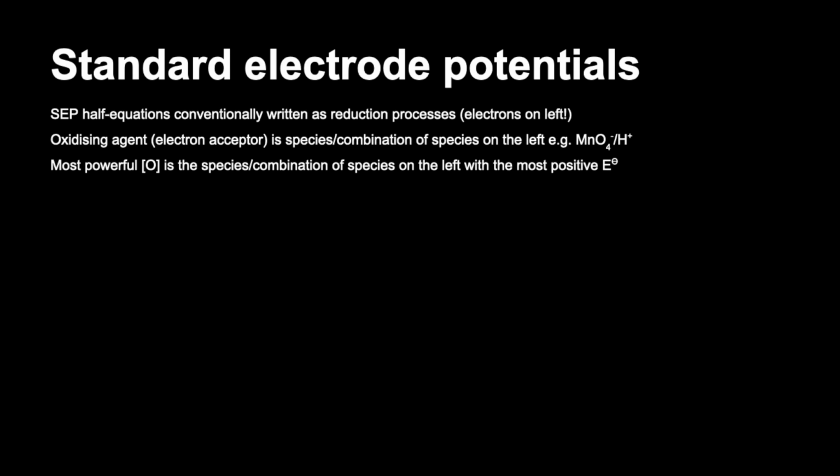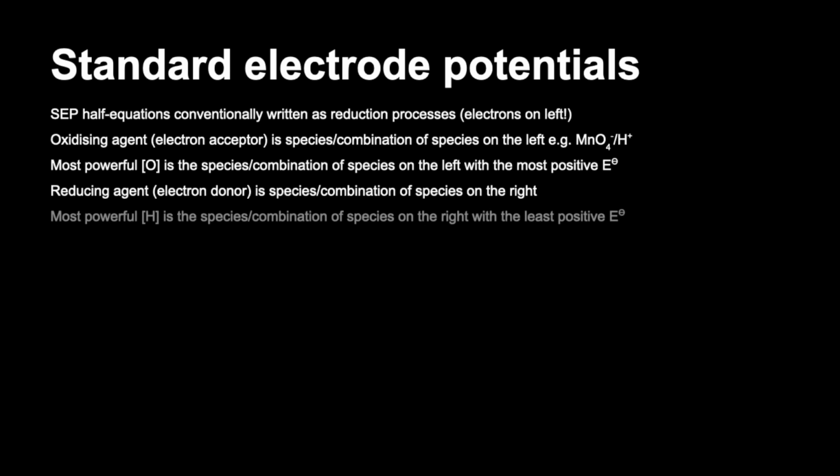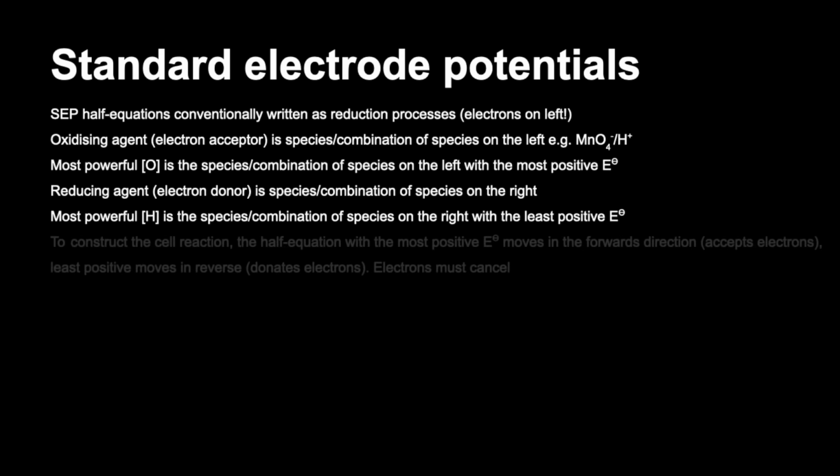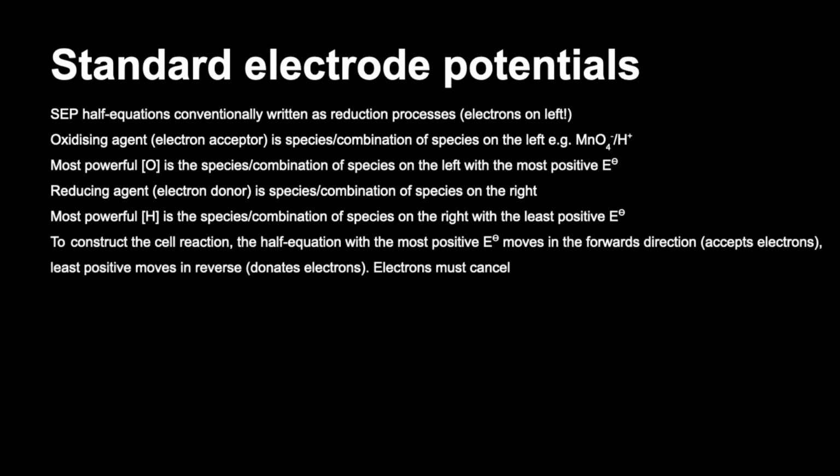So obviously that's going to be supplied in a table. And then moving on to reducing agents, they are electron donors. So they are the species or combination of species on the right now. And the most powerful reducing agent is the species on the right with the least positive standard electrode potential in the table. Now, often you have to construct the overall cell reaction.